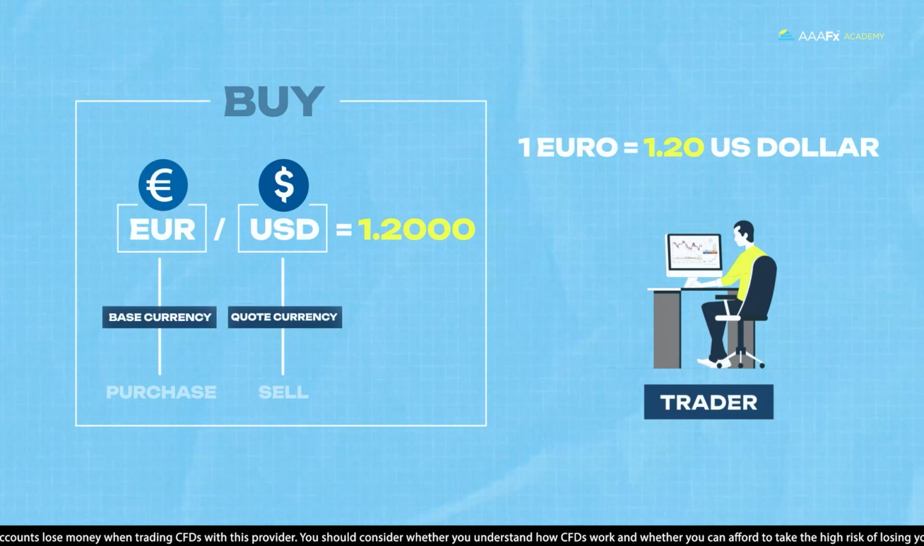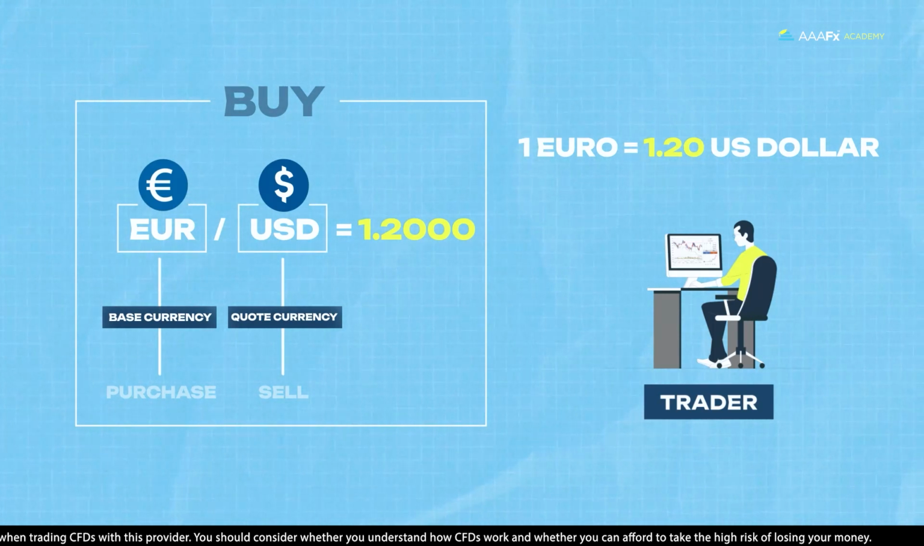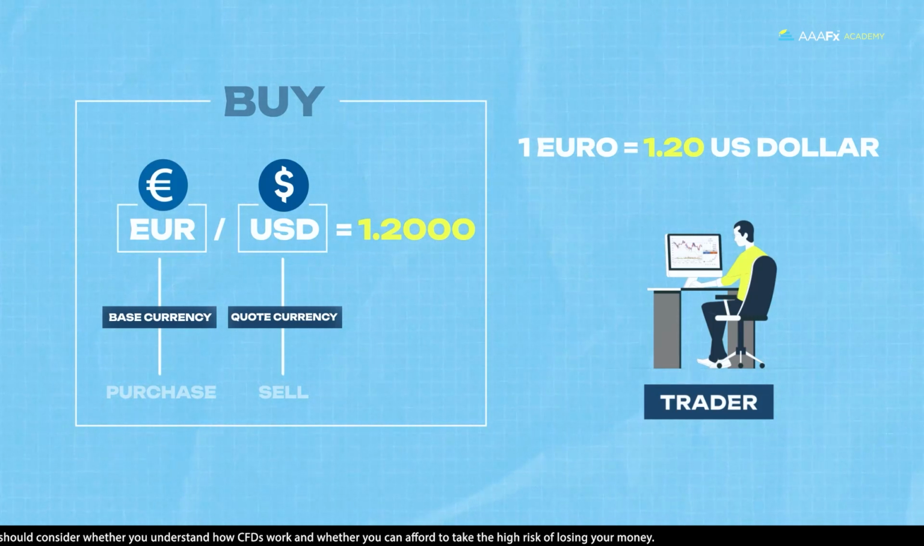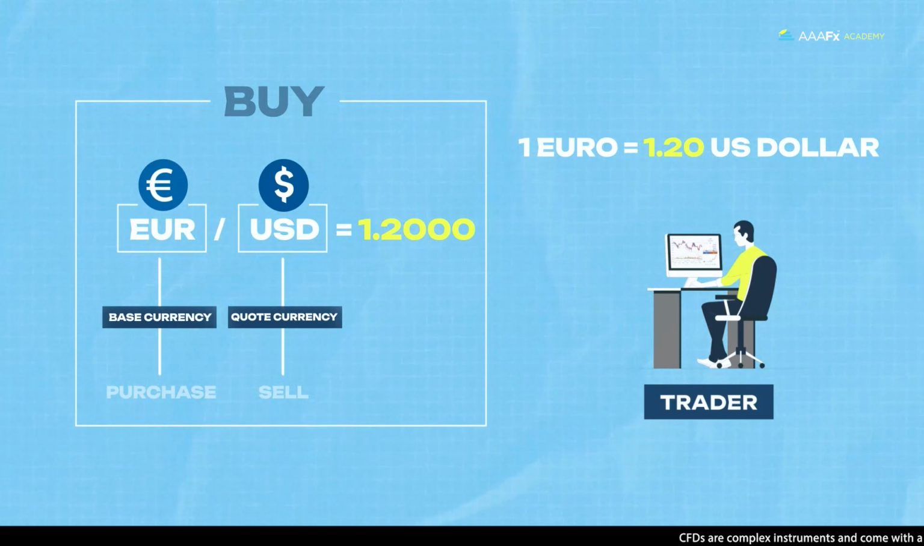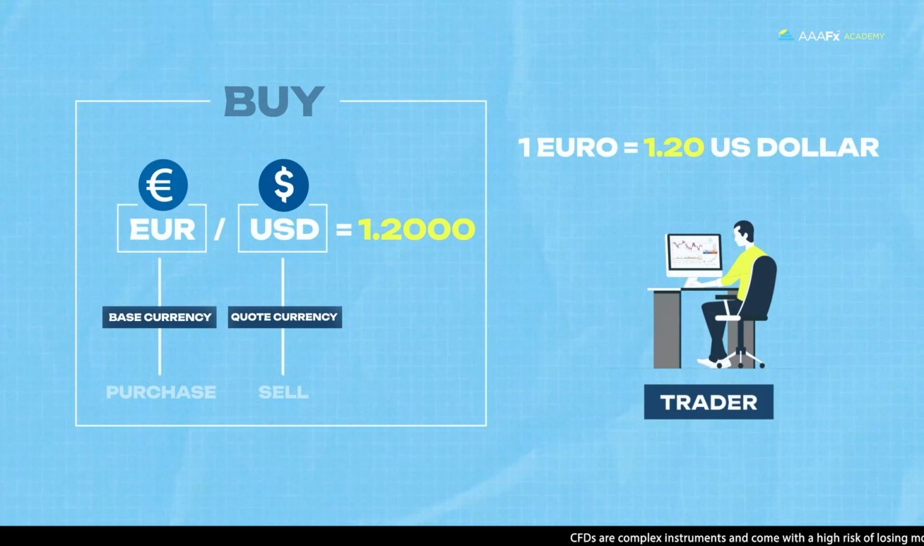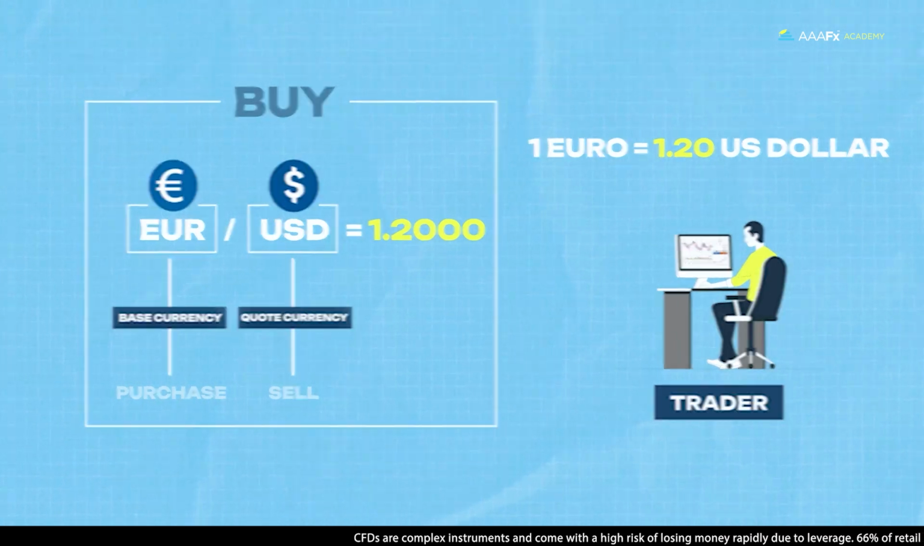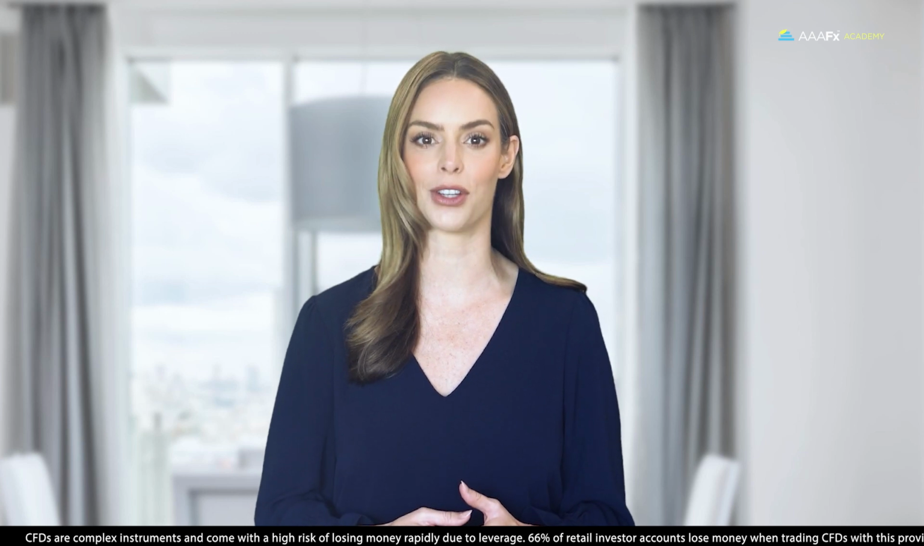The base currency is your starting point. It's the currency you're using to make your comparison. In our example, the euro is the base currency and you're comparing it to the US dollar. The quote currency is the one you're measuring the base currency against. It tells you how much of the quote currency you need to exchange for 1 unit of the base currency.